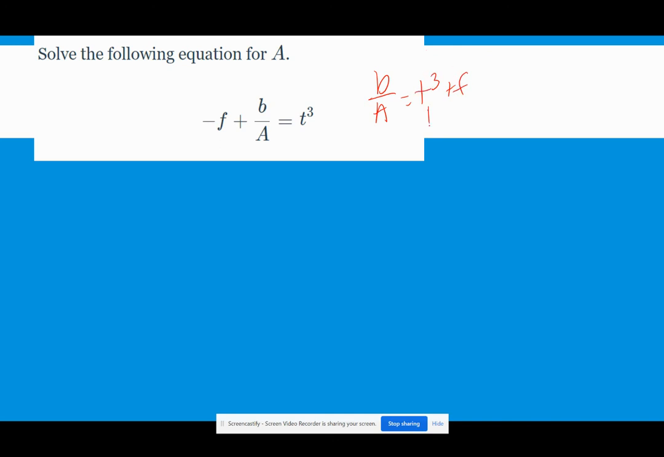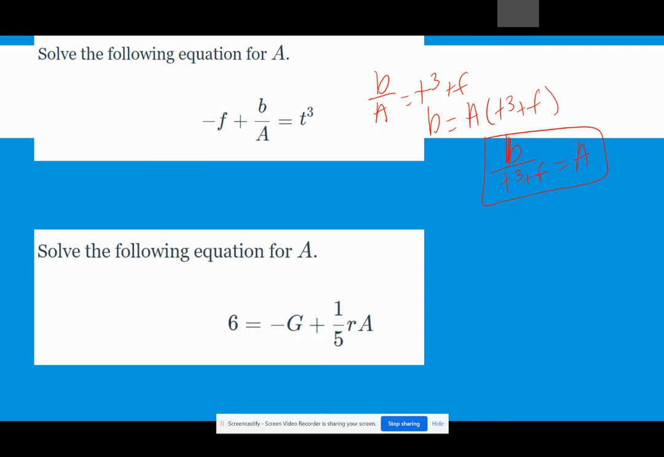Now we want to multiply A over, and we get A. You have to have that parentheses because you're not just multiplying A by T to the third. You're multiplying it by both terms. And then we want A alone, so we divide this over. This is a B. And we get our A.